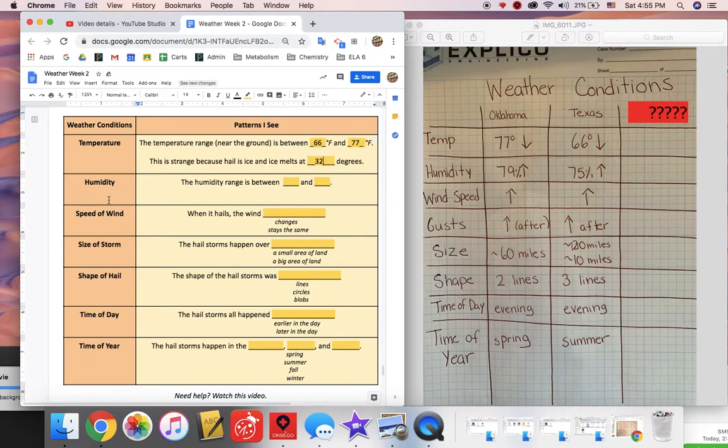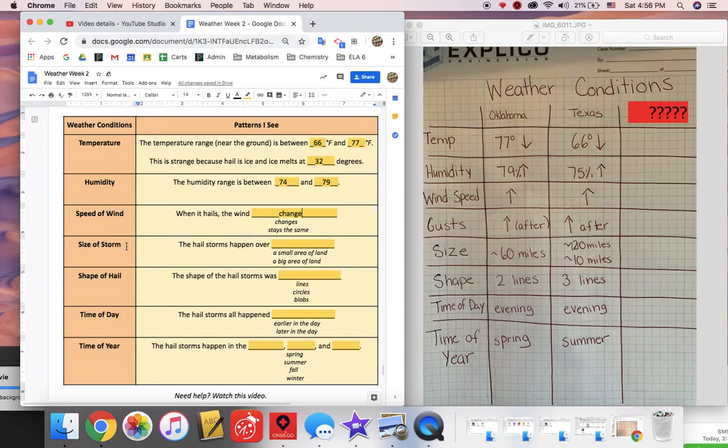Next, let's look at humidity, or how much water is in the air. Again, you're doing a range, so find your smallest number and your biggest number. So my smallest number was 75, and my biggest was 79. But again, you have to have this table figured out. When it hails, I'm noticing that the wind increases. So it seems like the wind does change.